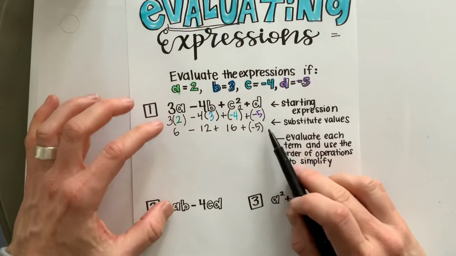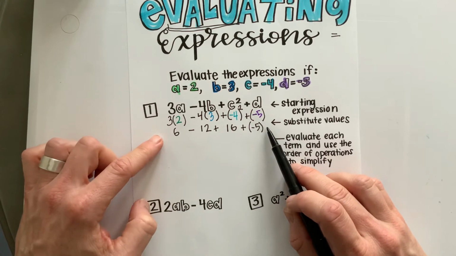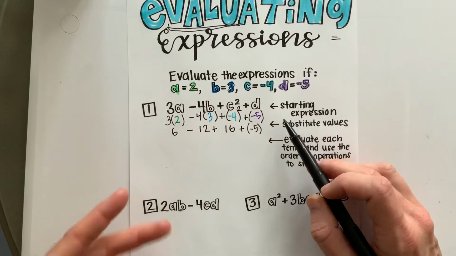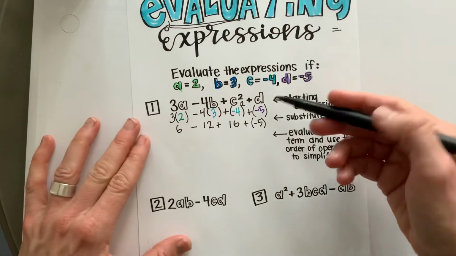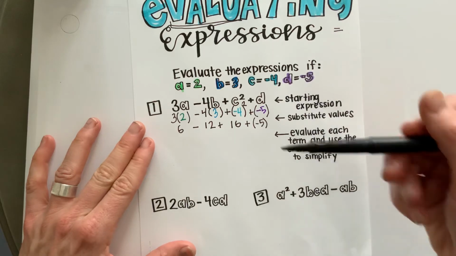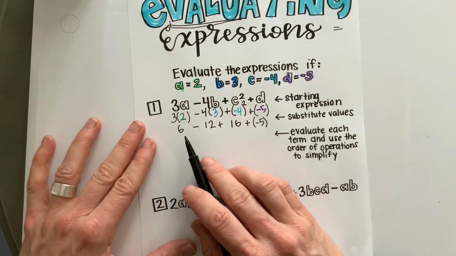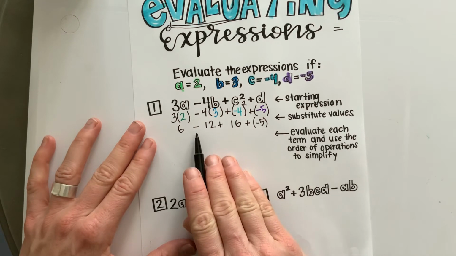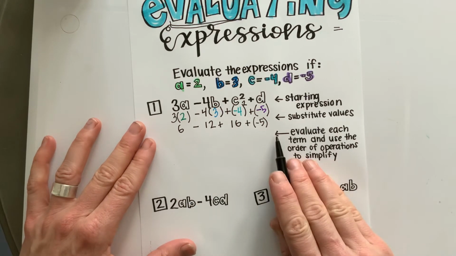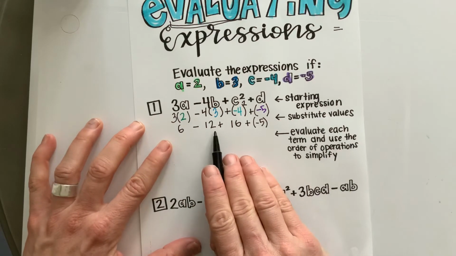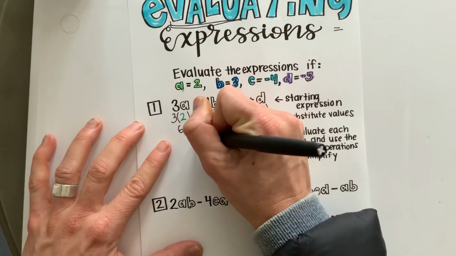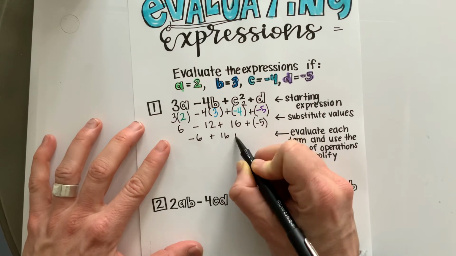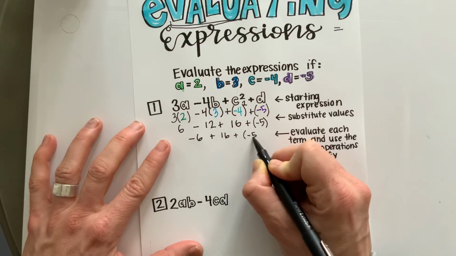Okay, so the next step is that we're going to continue to evaluate the expression using the order of operations. We're just going to simplify it now. So I've evaluated each term, and now I'm going to simplify. First of all, I'm going to scan. I see that all I have left are addition and subtraction, so I'm going to do it from left to right. So 6 minus 12, that's going to be -6, and I'm going to bring down my other terms.